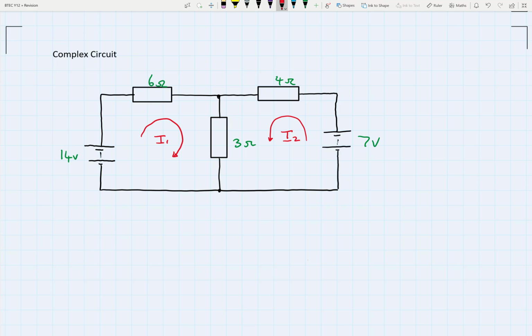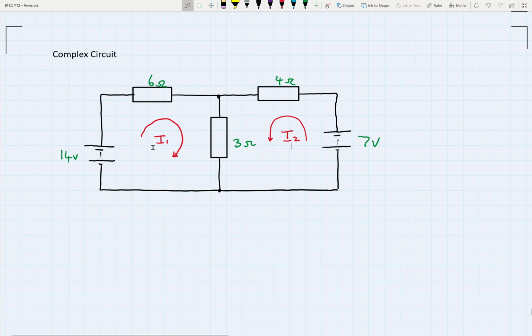We don't necessarily worry too much about them. We just need to make a decision on the current flows. All it will mean is that when we go through the answers and work it all out, if we get a minus reading, it just means that our current is flowing in the opposite direction to where we've drawn the arrow. That's all it means. So just take the positive and then just draw your arrow from there.